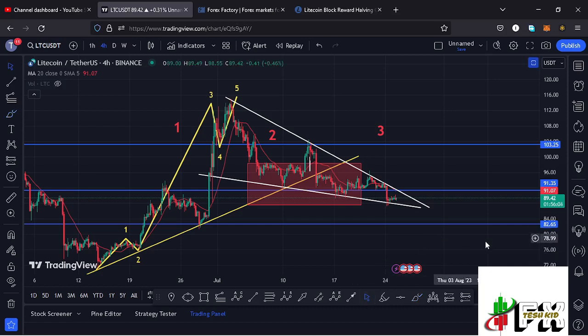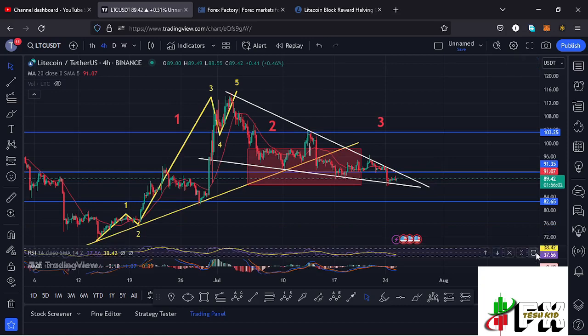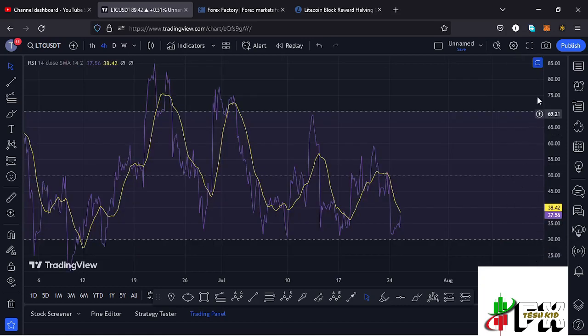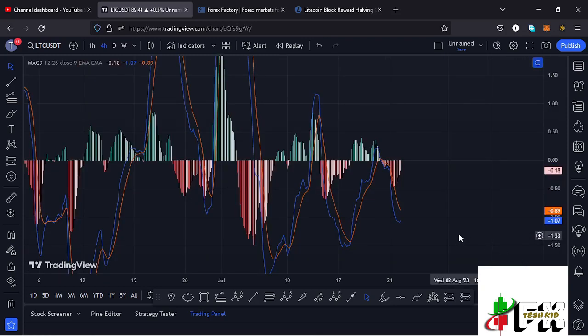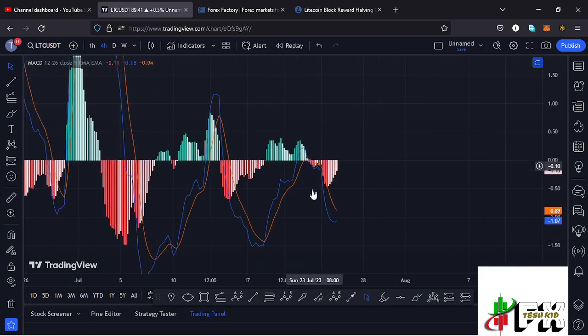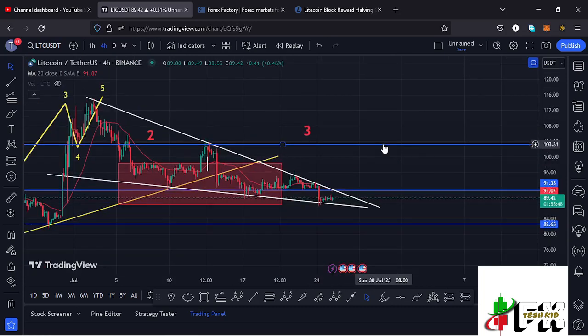Also taking a look at the indicators here on the 4-hour chart. On the RSI, we are trading at around the 37 mark. On the MACD, we have been able to print a bearish cross, though we are seeing a sharp decrease in the selling momentum. So let's be patient and see how that plays out, and I will be keeping you updated.